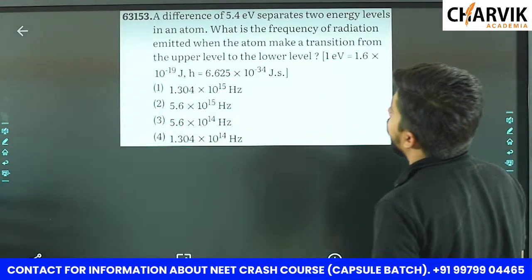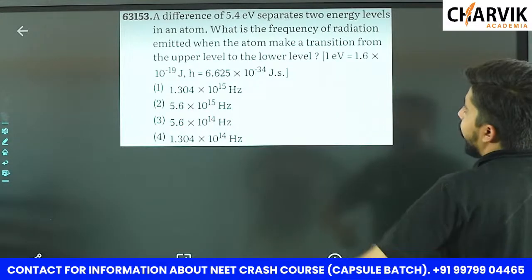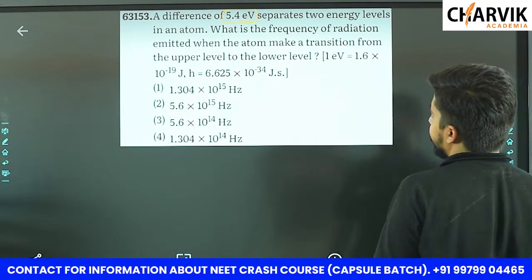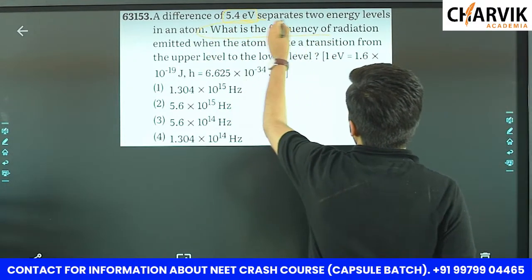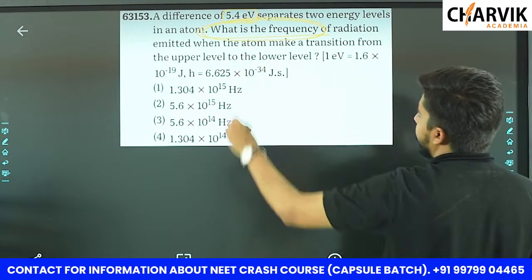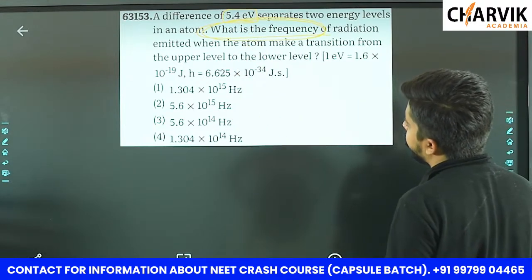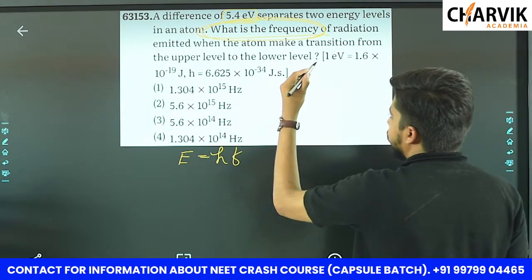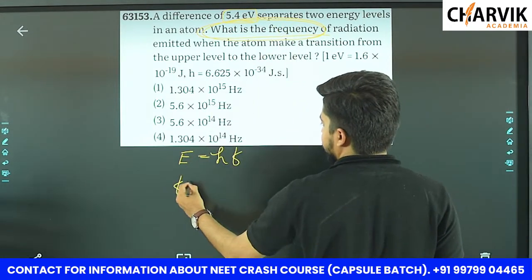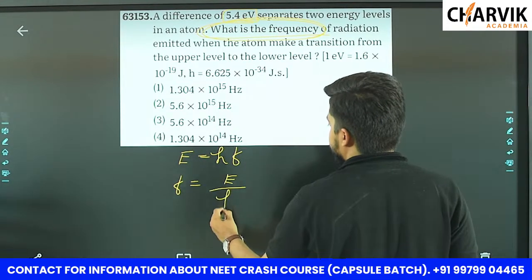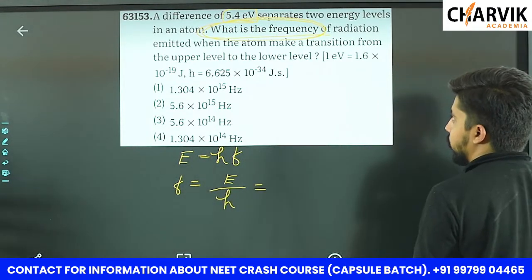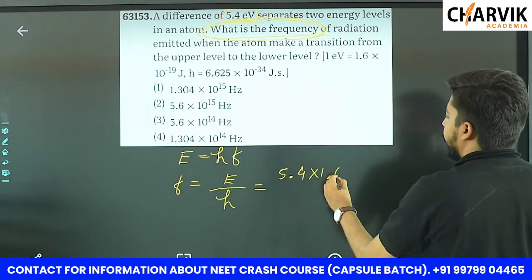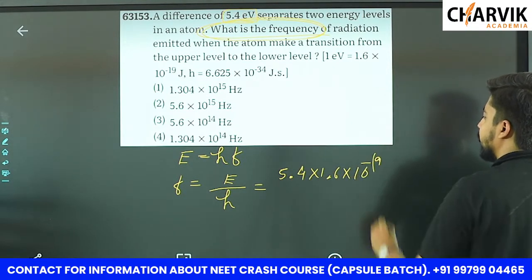A difference of 5.4 electron volt separates two energy levels in an atom. What is the frequency of the radiation emitted when an atom makes a transition from the upper level to the lower level? Simple formula again. E is equal to h into f. They are asking frequency, which will be equal to energy upon Planck's constant. What is the energy? 5.4 electron volt. So we can say 1.6 into 10 raised to minus 19 joule.